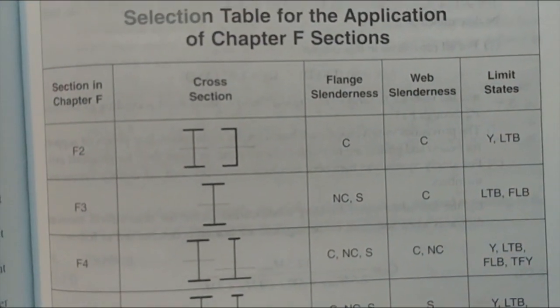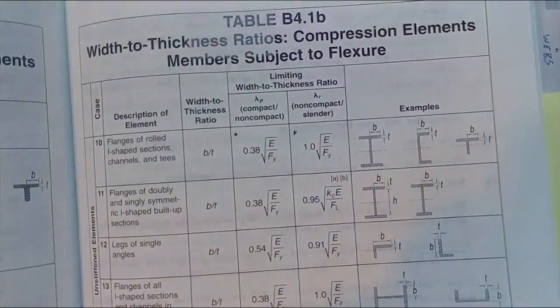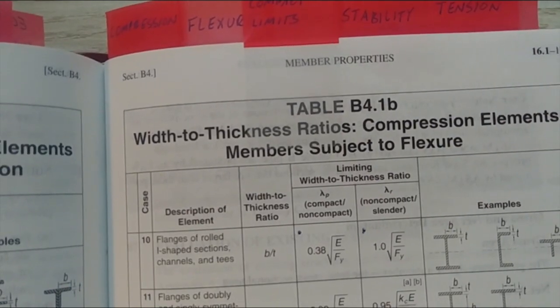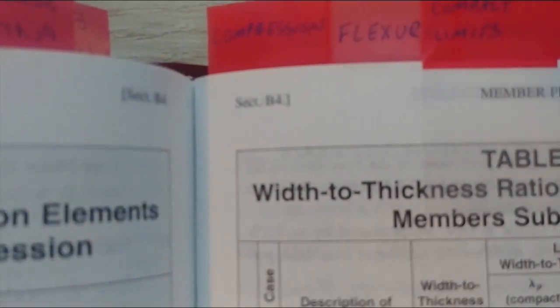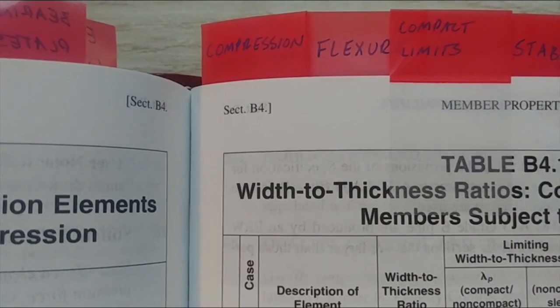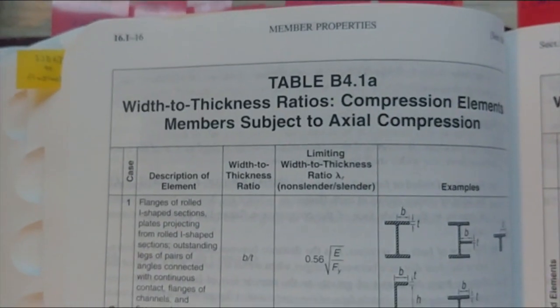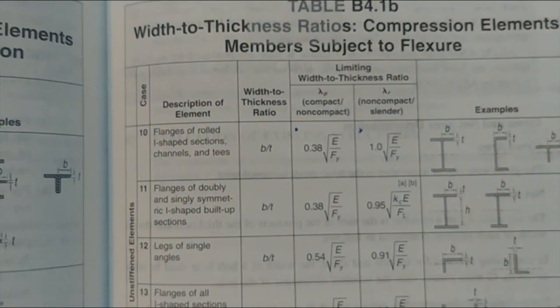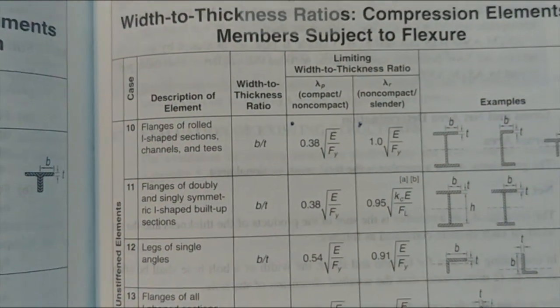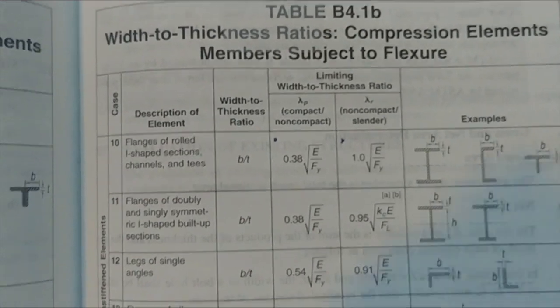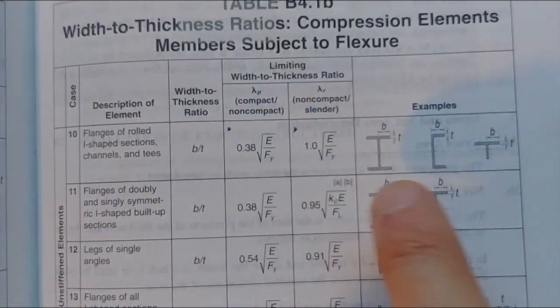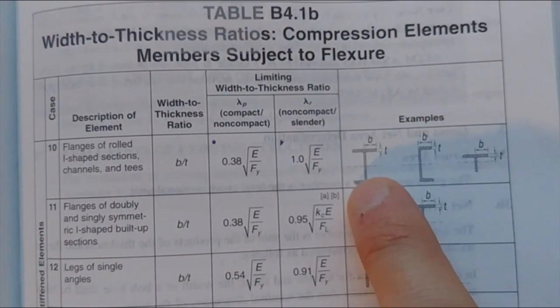So we actually need to go back to table B4.1b, which is in section B4. There we go. And there's two tables here. There's members subject to axial compression, and there's members subject to flexure. We want flexure. And we need to do two things. We need to check compactness of the flanges. So we have our example. So here's our W section.